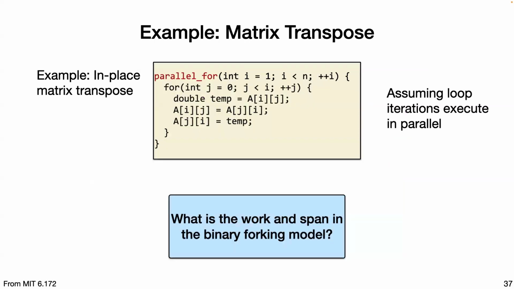Okay. What is the work and the span? One way to parallelize this is we can put a parallel for on the top loop, because all the rows can proceed in parallel.